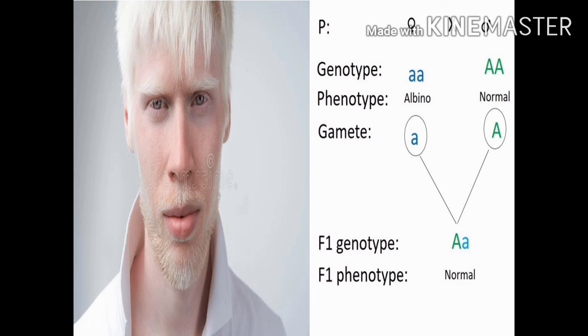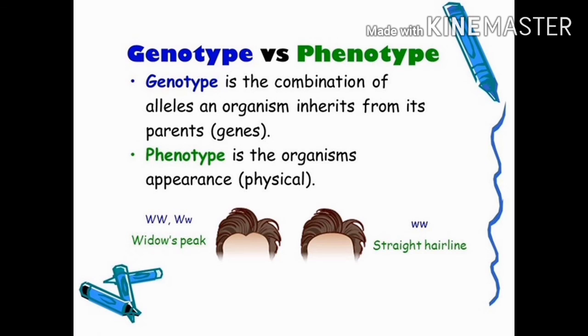The expression of this genotype in the form of a trait, in our example being albino or having normal pigmentation, is known as the phenotype. So phenotype deals with the characteristics of physical appearance. Genotype is the combination of alleles an organism inherits from its parents. Phenotype is the organism's appearance. So here you are watching genotype versus phenotype.